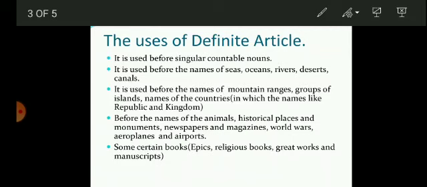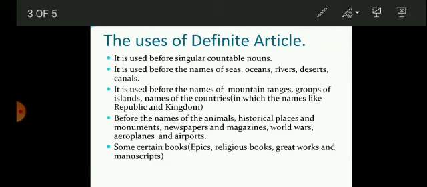Another point is, it is also used before the names of some certain books. Books means here books like the epics, the Ramayana and the Mahabharata, the Paradise Lost and Paradise Regained of John Milton.